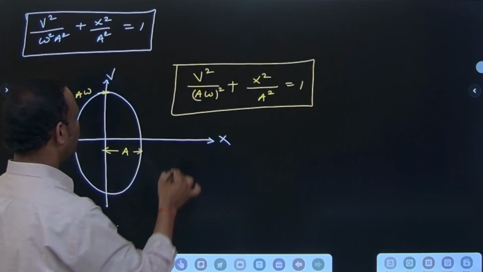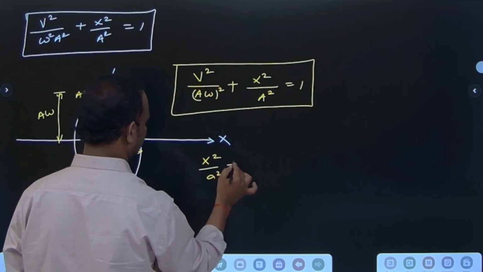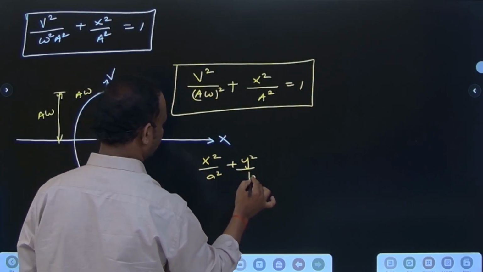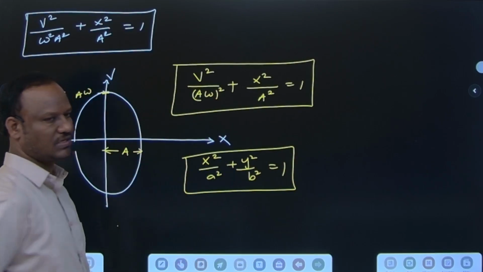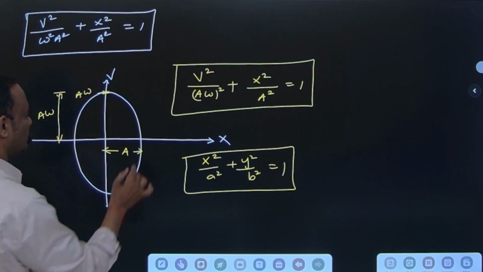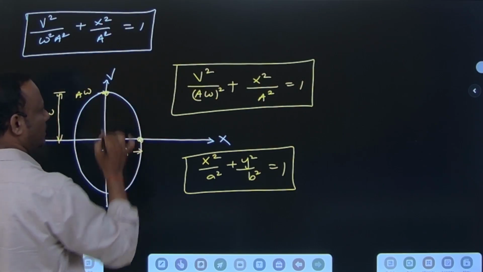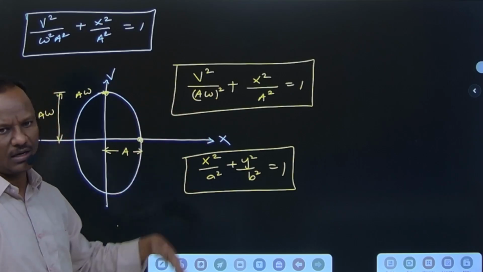Okay. So it means x square by A square plus y square by B square is equal to 1, which is the general equation for an ellipse. He will give some particular values mentioned here, and he would ask us what is the omega or what is the A.